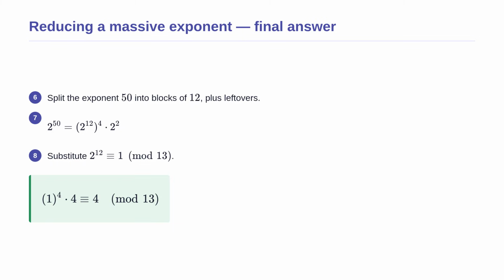This immediately collapses the giant number into something you can calculate in your head. The 1 to the power 4 disappears, leaving only 2 squared, which is 4. Therefore, the remainder when 2 to the power 50 is divided by 13 is exactly 4. This technique turns an impossible calculation into basic arithmetic.